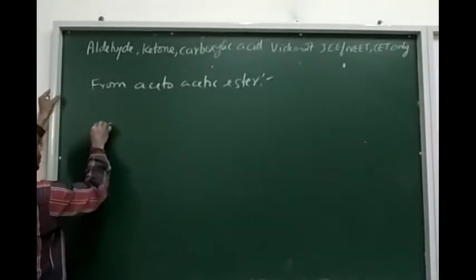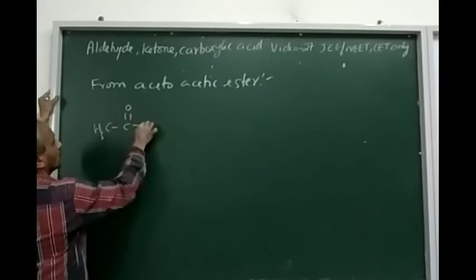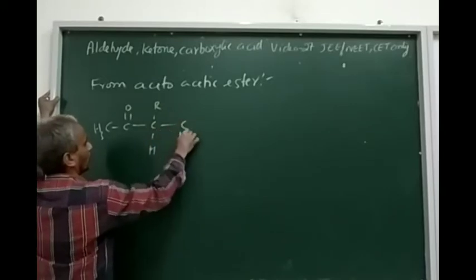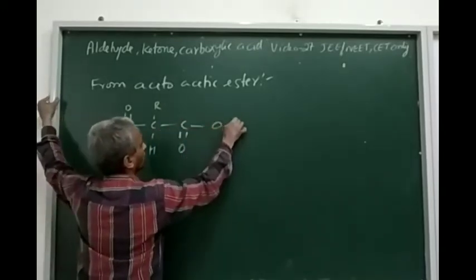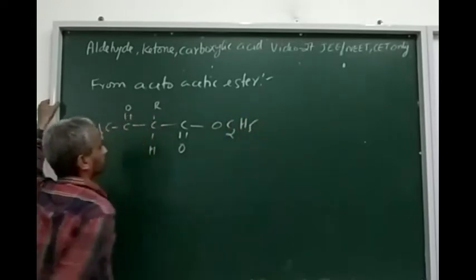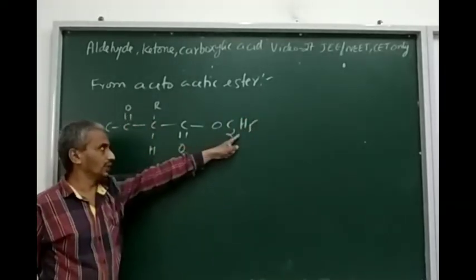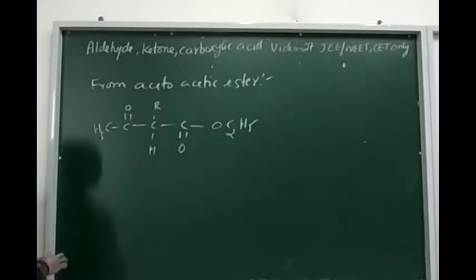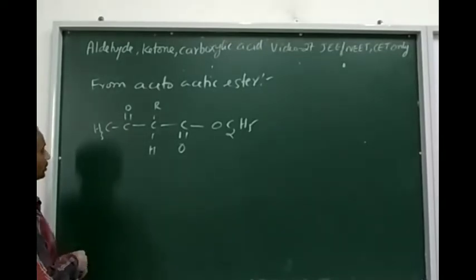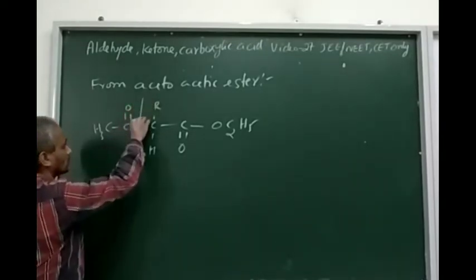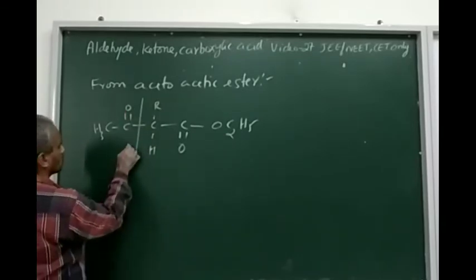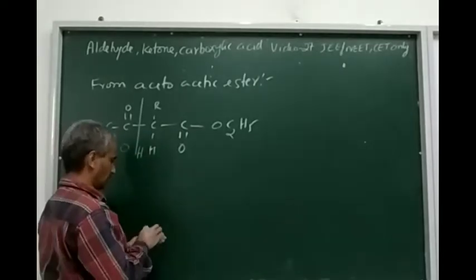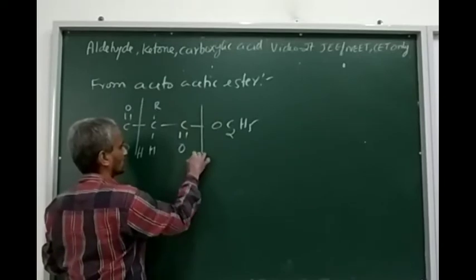Similarly, CH3CO, then acetic, R, CH, COO C2H5. The COO C2H5 group is there here, so it's an ester group also. What to do is you go for hydrolysis of it, and here also go for hydrolysis.